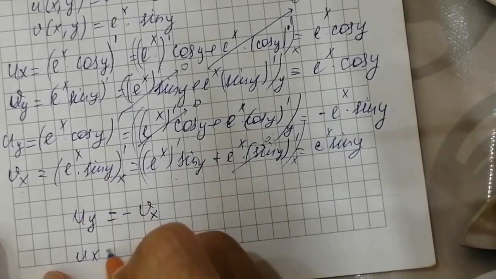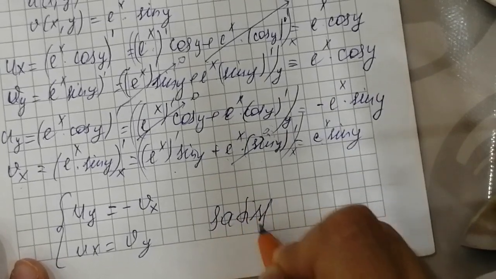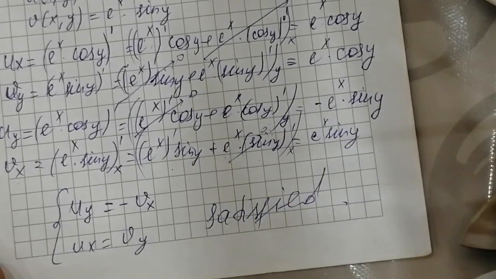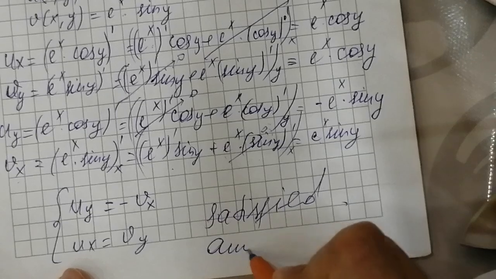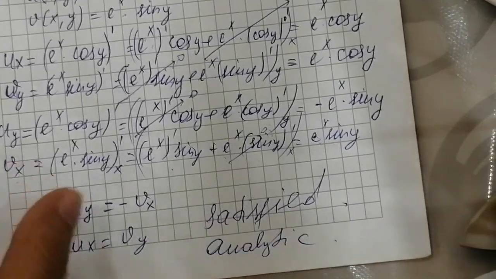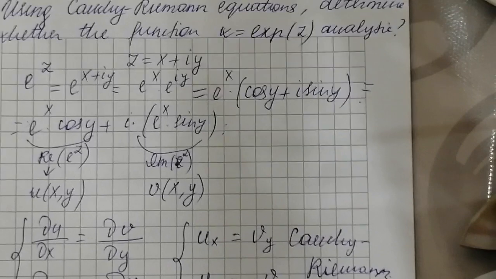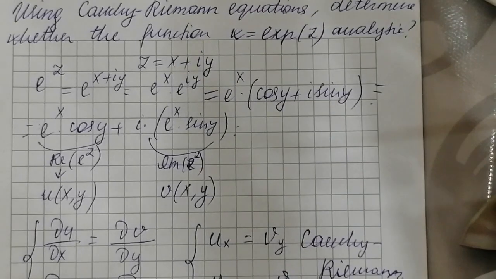It's proved that both these conditions are satisfied. If they are satisfied, it means that this function is analytic. Since the Cauchy-Riemann equations conditions are satisfied, we say that this function, exponential of z, e to the power of z, where z is a complex number, is an analytic function.